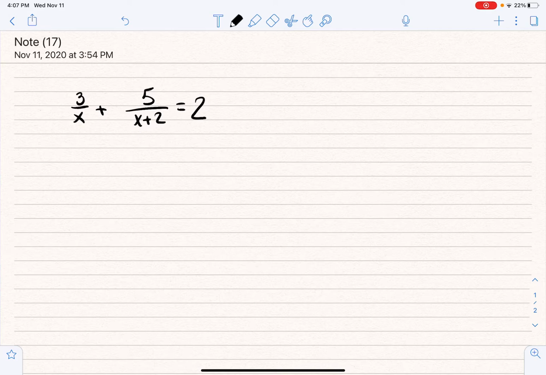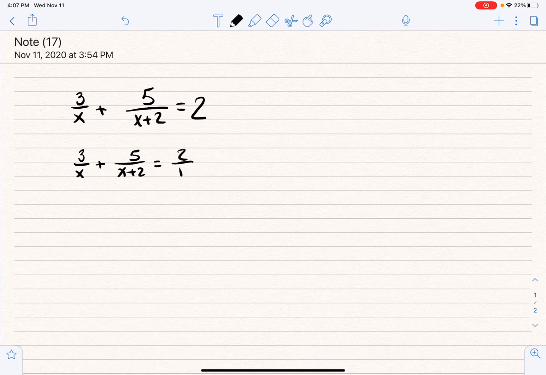What we have to do first is look at it as all fractions. So this is 3 over x plus 5 over x plus 2 equals 2 over 1. I wrote it that way just in case it happened to be something other than a constant like 2. And what I want to do is find the common denominator.